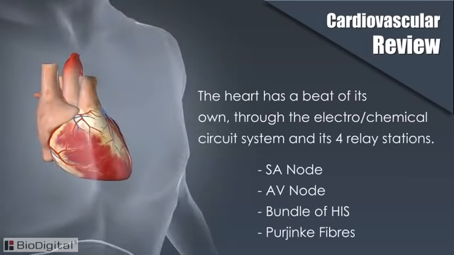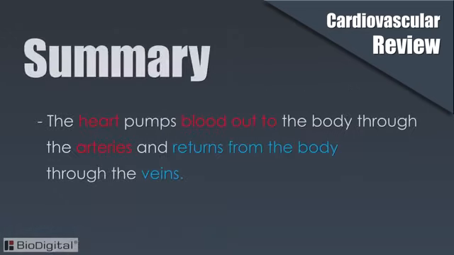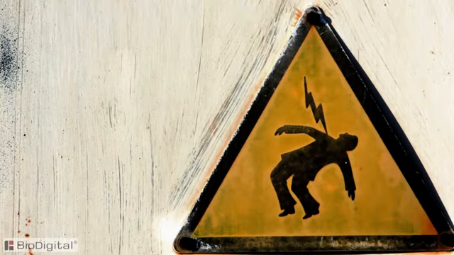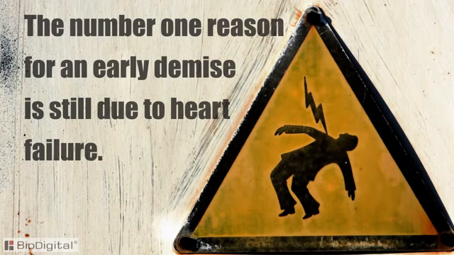And remember that the heart has a beat of its own through the electrochemical circuit system and its four relay stations. To sum it all up, the heart pumps blood to the body through the arteries and returns from the body to the heart through the veins. Unfortunately, the heart is also subject to disease and conditions. In fact, the number one reason for an early demise is still due to heart failure. These conditions will be discussed further in future CTE videos.